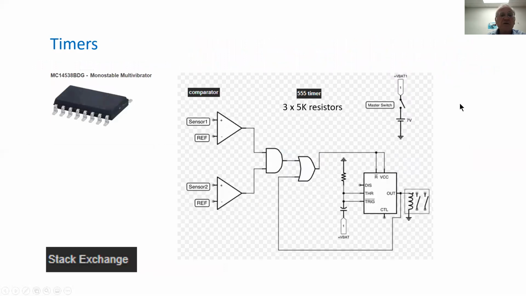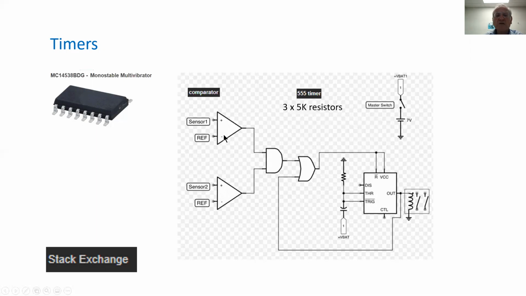We see here an example of a timer. This particular timer is called a 555 timer because it includes in it three 5K resistors. And we can see how this may be used as an alarm system. We have over here a sensor and another sensor, two sensors. Each of them is set to a certain alarming reference. And we have a reference over here and a reference over here.